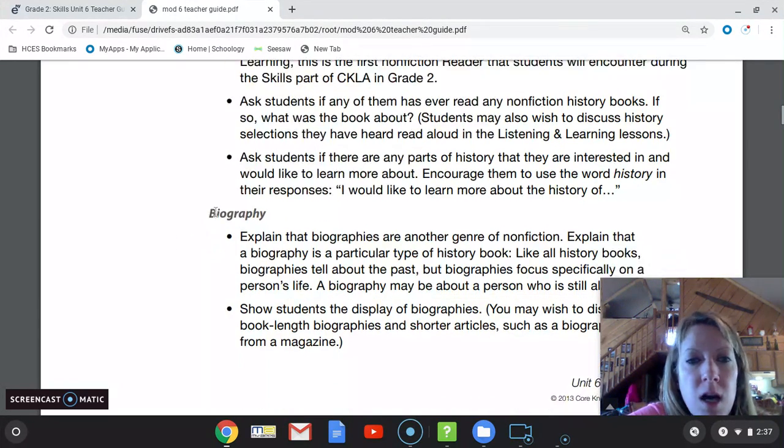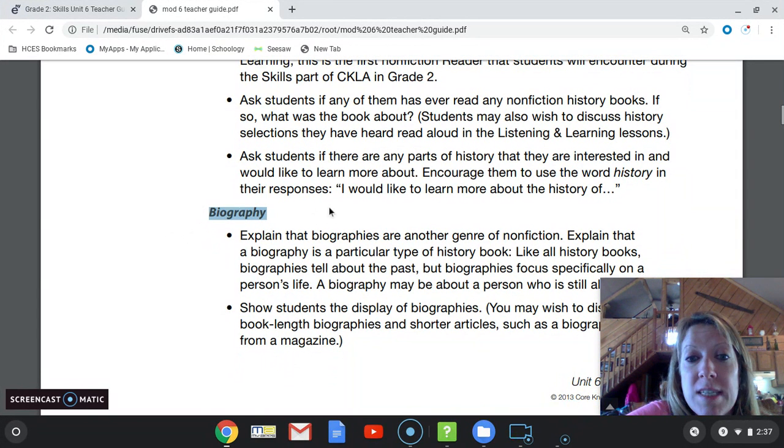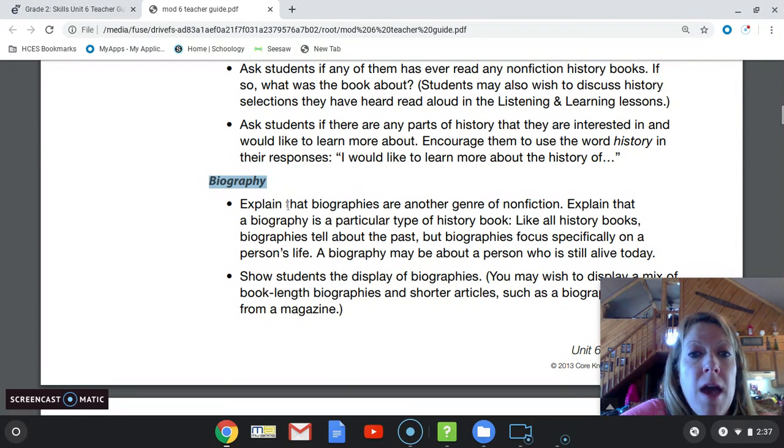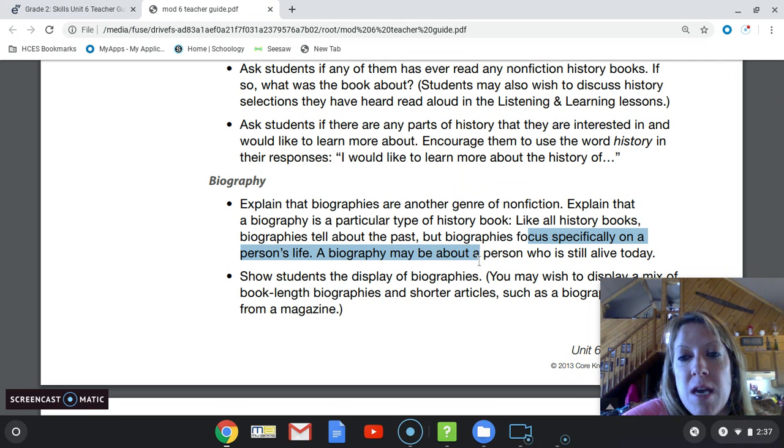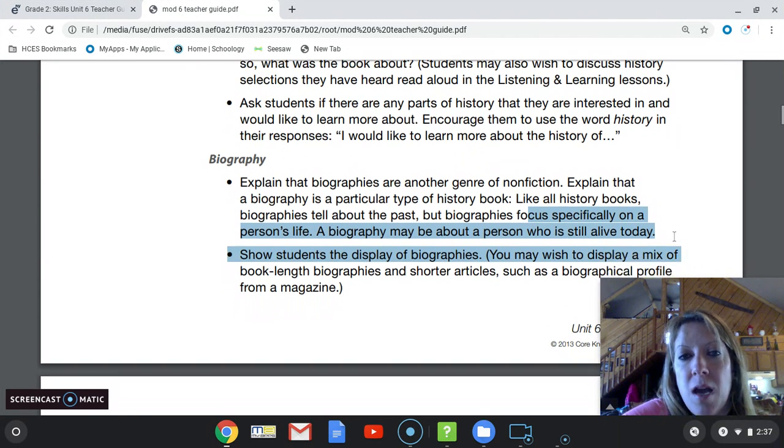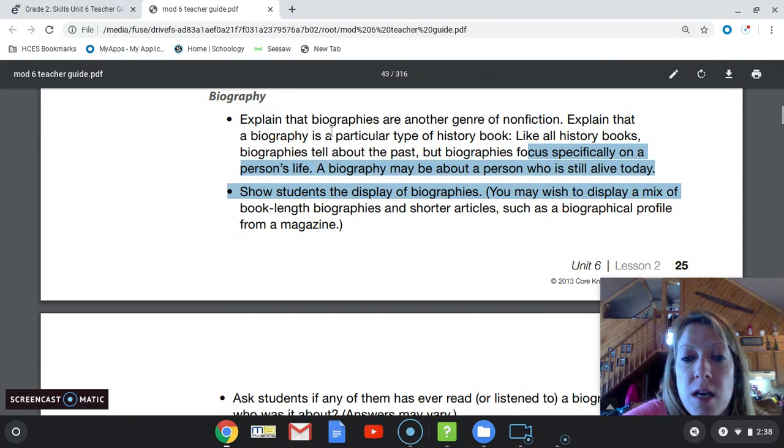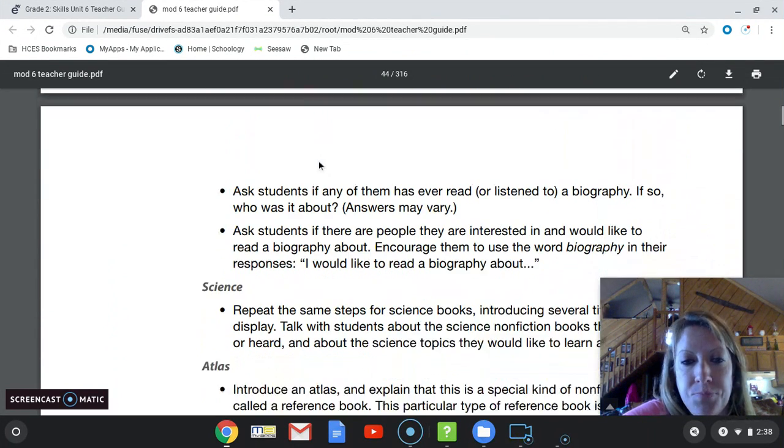Another type of nonfiction book is a biography. A biography is a history book that tells about the past, but biographies focus specifically on a person's life. A biography may be about a person who is still alive today. So biographies tell about a person's life.